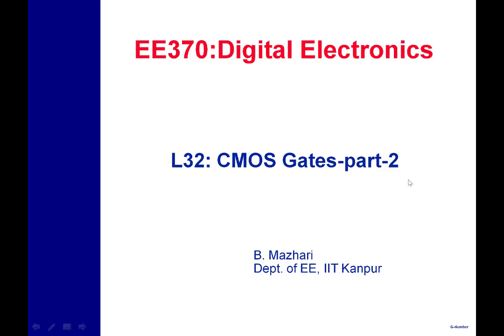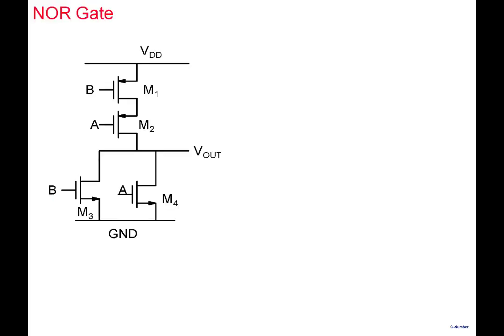Okay, all right, so let's start. Last lecture we were looking at NAND gates, CMOS 2 input and 3 input, and also 4 input NAND gates. Today let's look at the other universal gate, which is the NOR gate here.